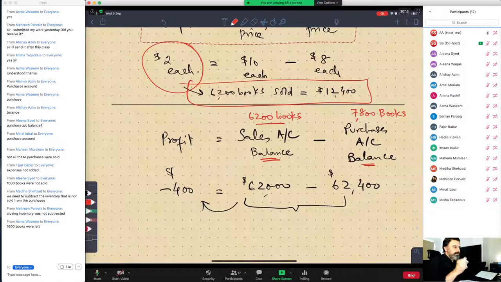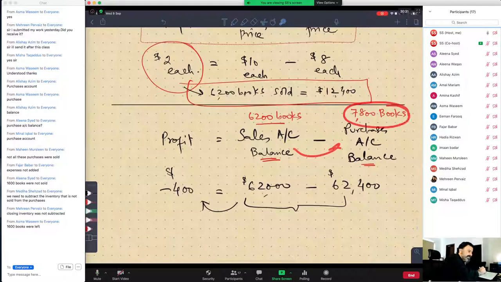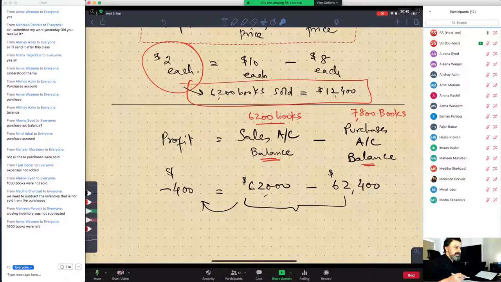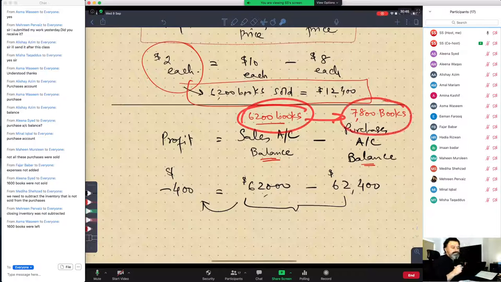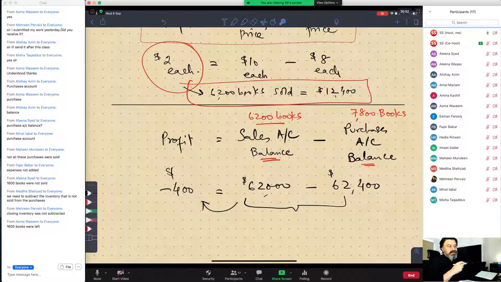If we want to calculate profit, then we have to make sure that whatever number of units of sales revenue you have earned, you compare it with the cost of the same number of books. You're making an error here in comparing the 6,200 books revenue with 7,800 books of cost, and that is not a fair comparison. We should compare the 6,200 books revenue with 6,200 books cost. So we understand the error that we are making here. Please give me your feedback on the participants window quickly. Yes or no? Do we understand the error? We are going to fix this error.